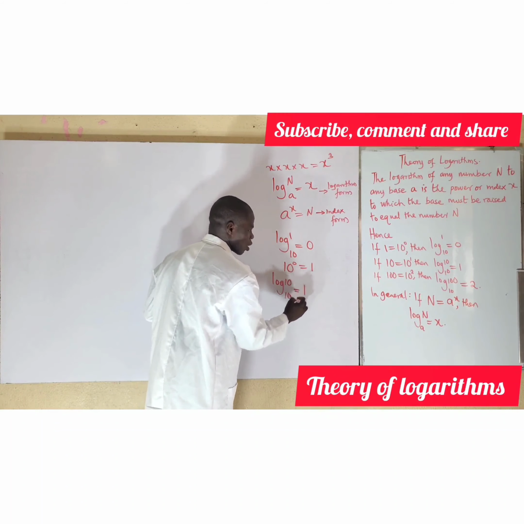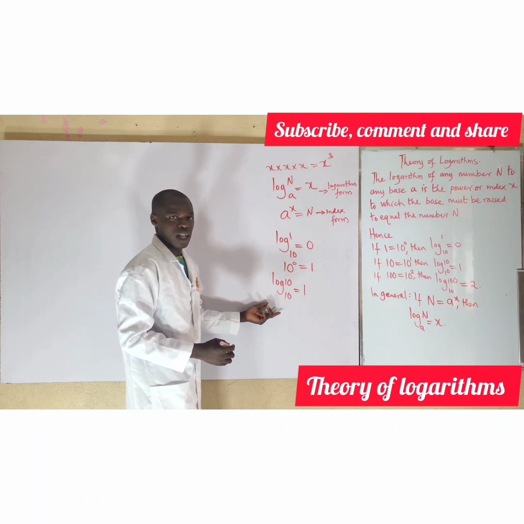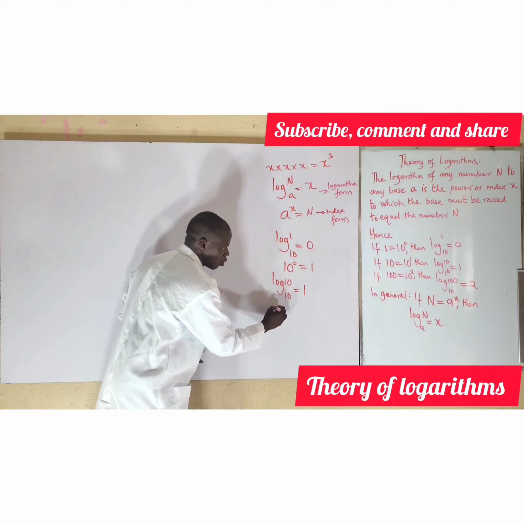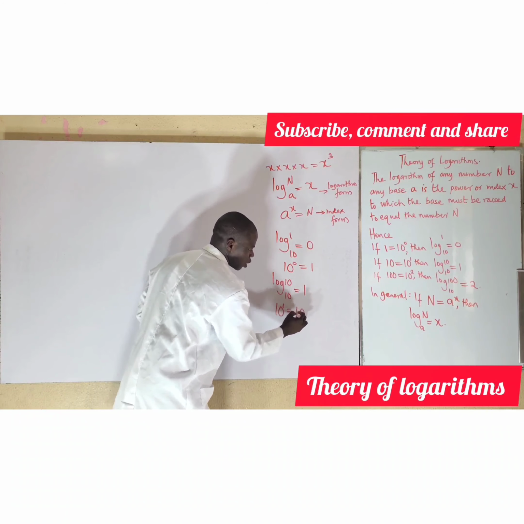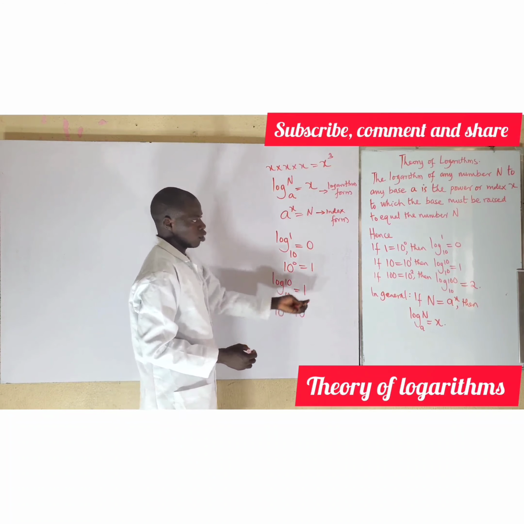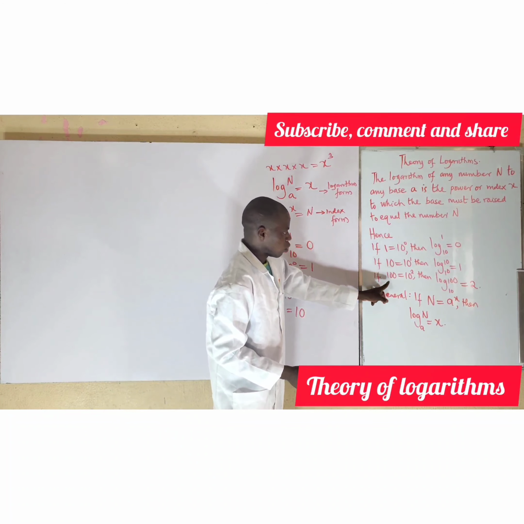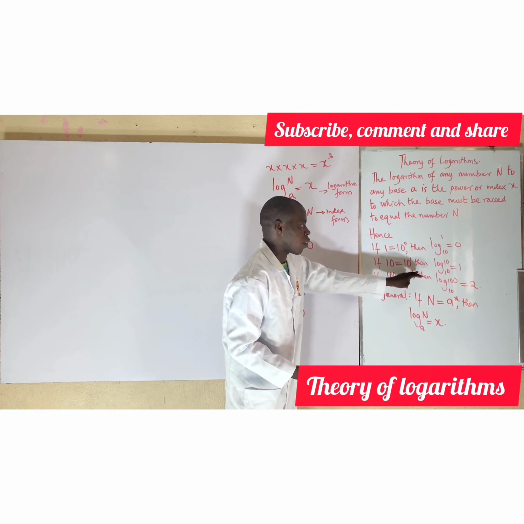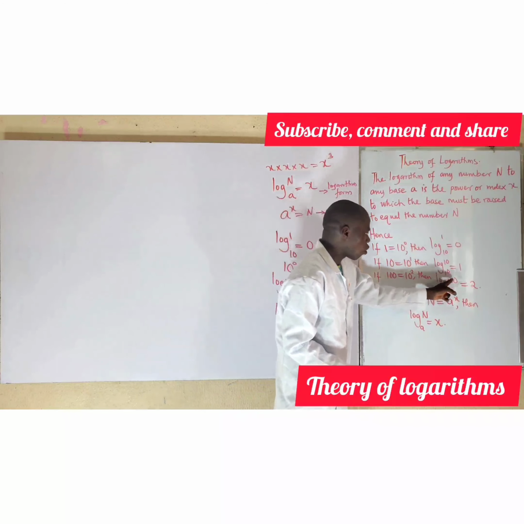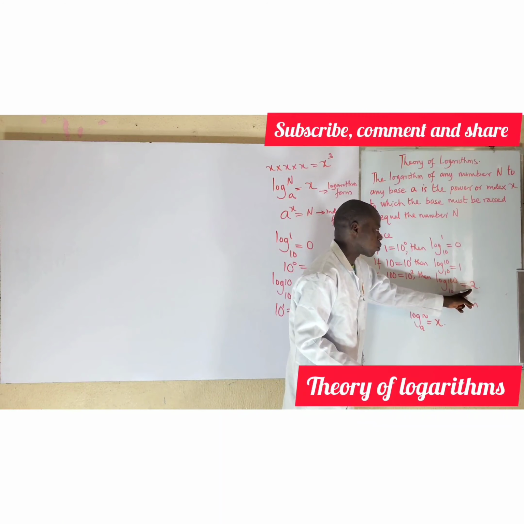If you press log 10 in your calculator, you get the answer 1. That means 10 raised to power 1 is equal to 10. Then we have it the other way around. Log 100 is equal to 2, which means 100 is equal to 10 raised to power 2. Then log 100 base 10 is equal to 2.